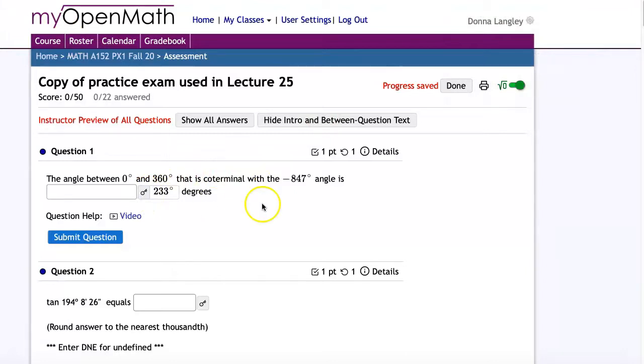And there you go. Now, if the number that is given to you is a positive number and it exceeds 360 degrees, then you would subtract multiples of 360 degrees from that large positive number until you reached a number that was between 0 and 360 degrees.